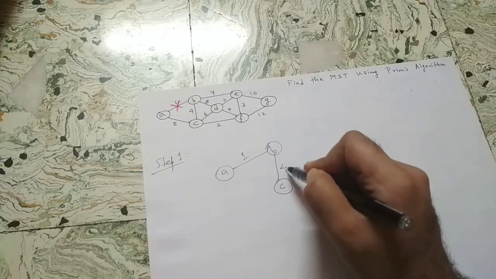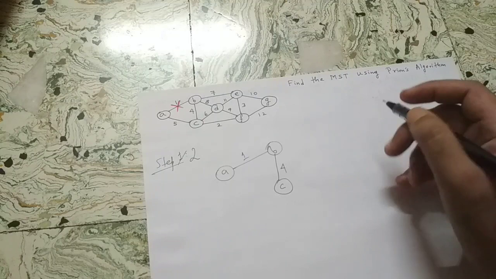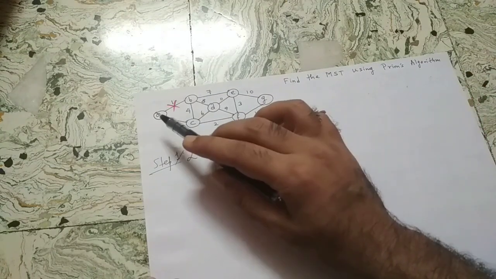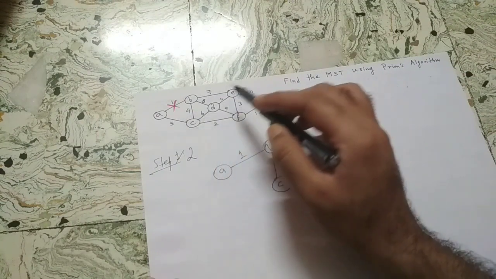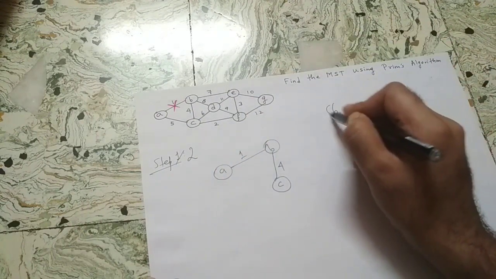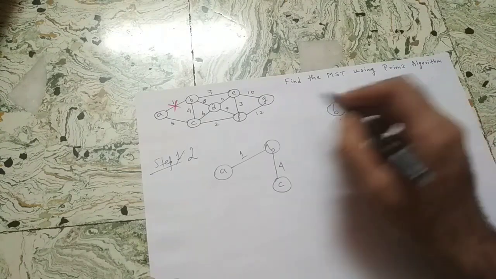So that has a weight of 4. Now this was step number 2. Now how many vertices do I have? I have vertices 1, 2, 3, 4, 5, 6, 7. So how many edges do I need to add? I need to add 6 edges. That means I'll go only up to step 6.